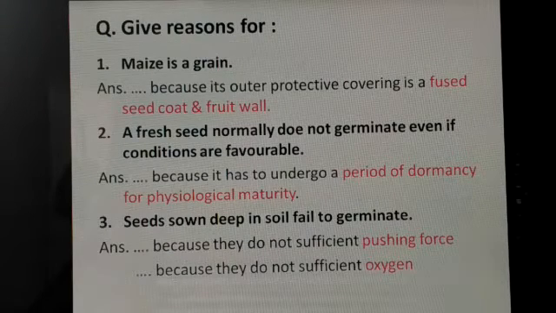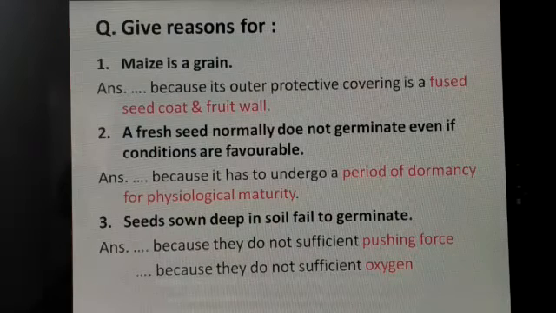First is, maize is a grain. In such questions you are given statements and you have to justify them by giving reasons. Maize is a grain. Why? This you have to answer. Now we have already discussed in the beginning of the chapter what a grain is. A grain is a fruit in which the outer protective covering is the fused seed coat and fruit wall. In maize grain, the seed coat and the fruit wall are fused together to form one protective covering. That is why maize is called a grain.